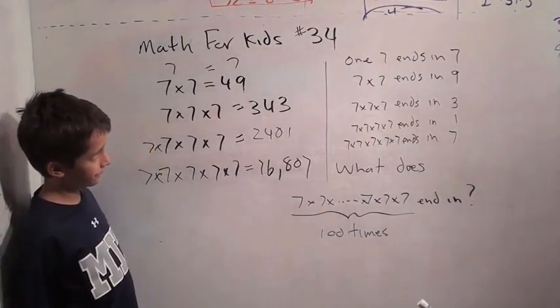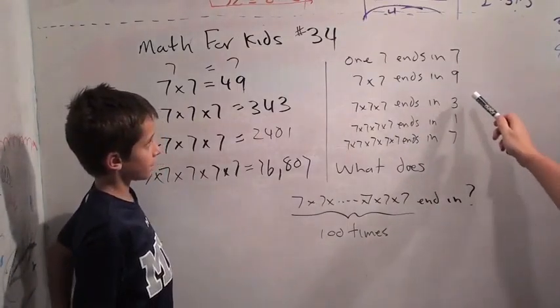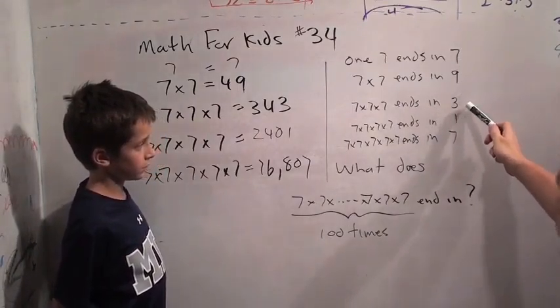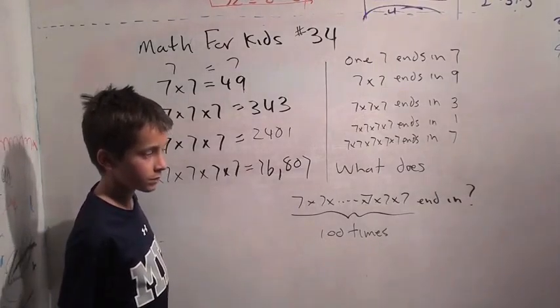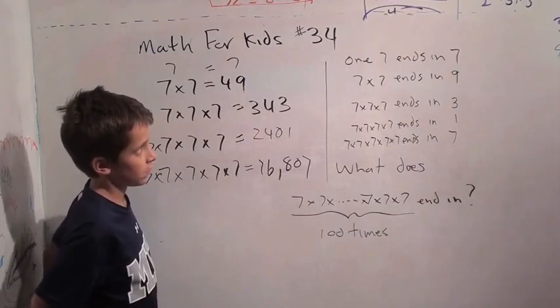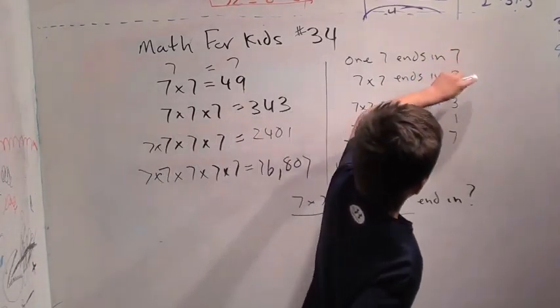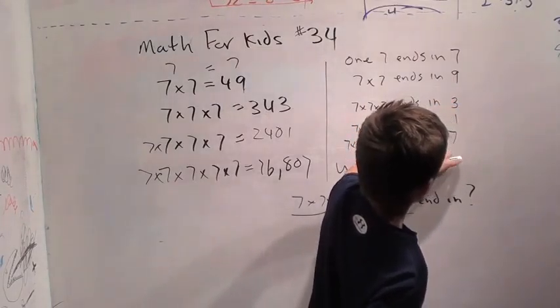So 7 to the 1st ends in 7, the last digit's 7. 7 squared ends in 9. 7 cubed ends in 3. 7 to the 4th ends in 1. And then 7 to the 5th ends in 7. That's pretty interesting. What do you think 7 to the 6th ends in? 9. How come? Because 7, 9, 3, 1, 7.